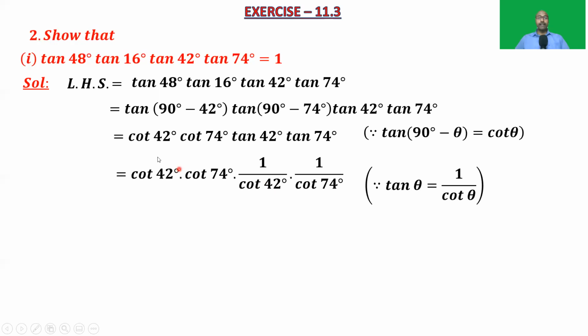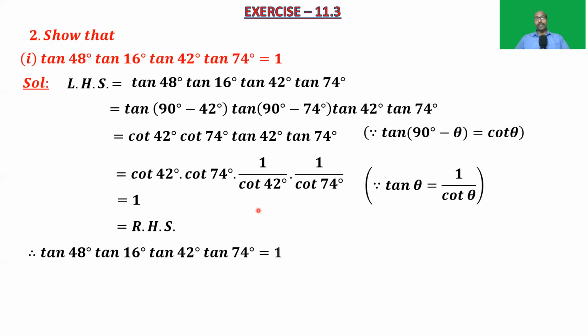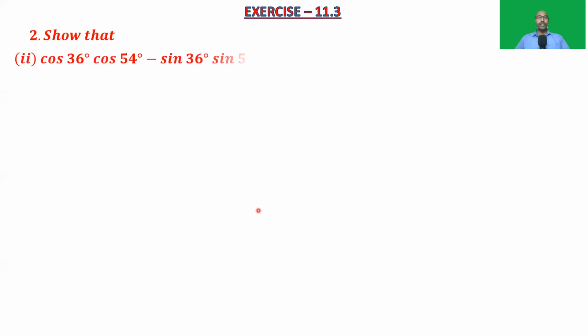And now by cancelling cot 42 and cot 74, we remain with 1, which is equal to RHS. That is, LHS is equal to RHS, and the given equation is right. Okay. And the second one is cos 36 degrees cos 54 degrees minus sine 36 degrees sine 54 degrees.